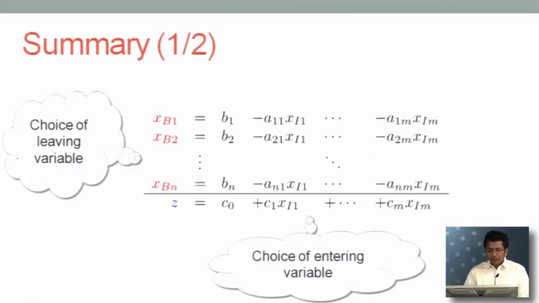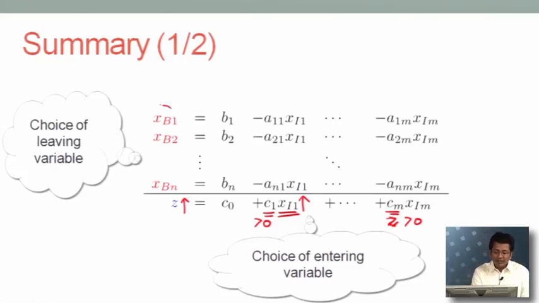Okay? So to summarize, pivoting has 2 things. You have to choose an entering variable, and the way you choose it is by looking for a coefficient which is greater than 0, strictly greater than 0, not equal to. The reason being that I want an increase in this variable to result in an increase in z.